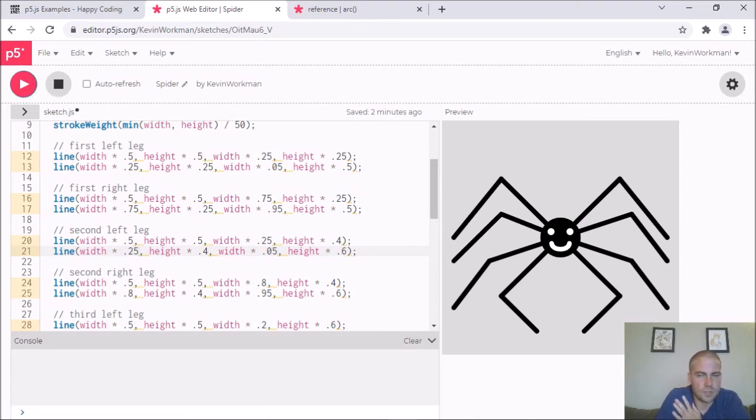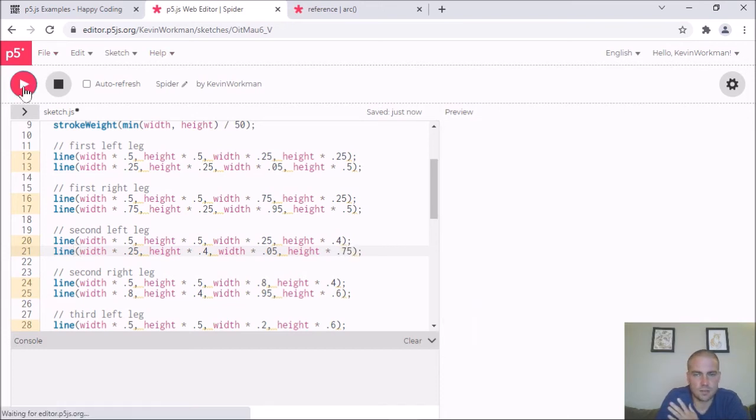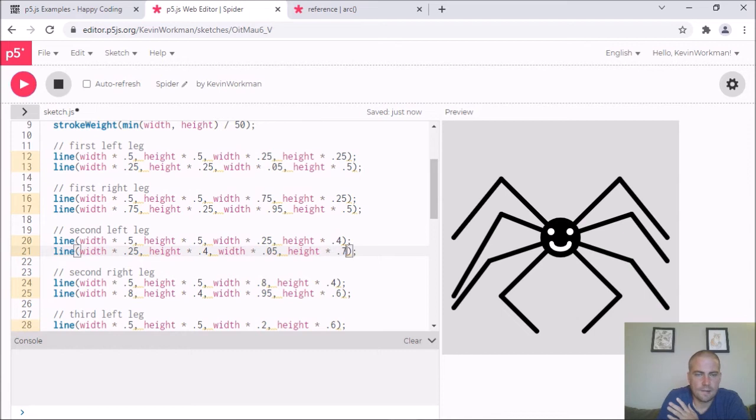Okay, and then what do I want to change? I think maybe I want to move it down a little bit more. So the second left leg currently ends at 0.6. Can I end it at 0.75? That's going to be way down there though, isn't it? Yeah, it's way down there. So that's not terrible. Maybe.